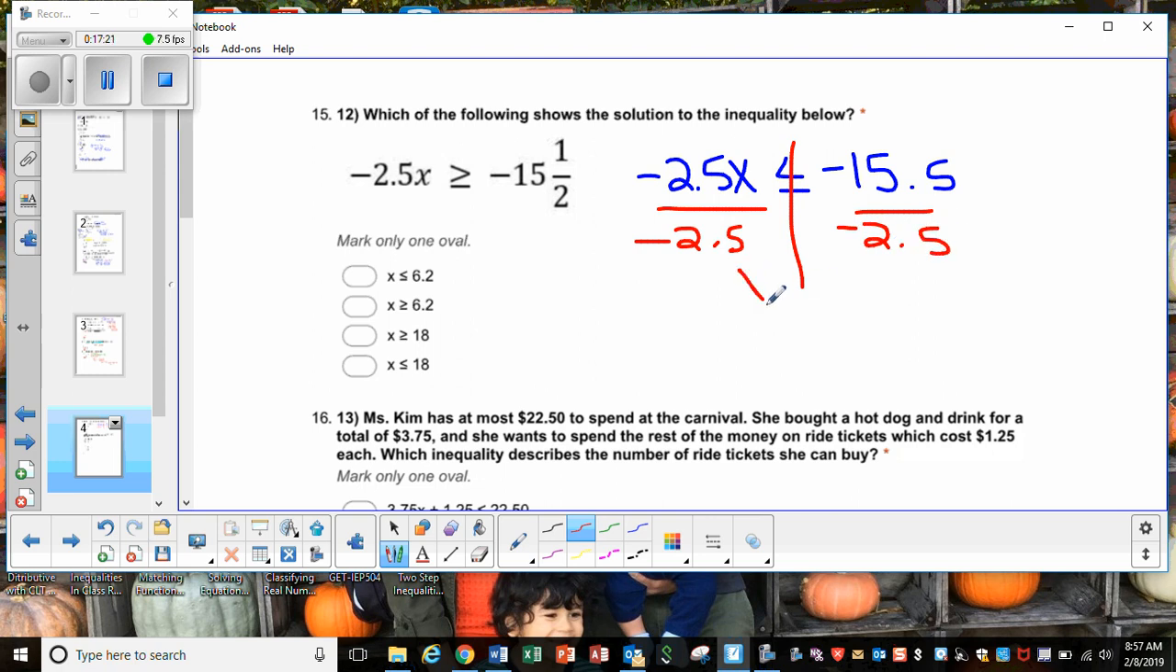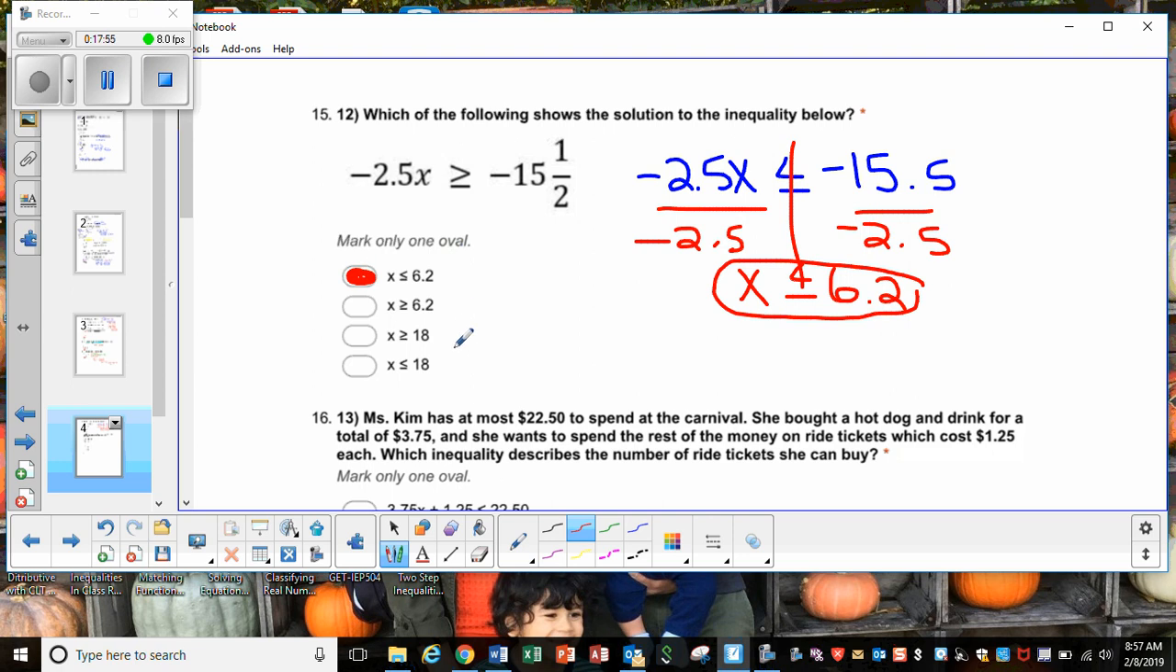And I'm going to get x is less than or equal to, you're going to need to use your calculator. So again, I'm going to do negative 15.5 in the calculator, and I'm going to divide that by negative 2.5 in the calculator, and I'm going to get 6.2. So x is less than or equal to 6.2. Again, I switch the direction of the inequality symbol because the coefficient is negative. So the first option is correct.